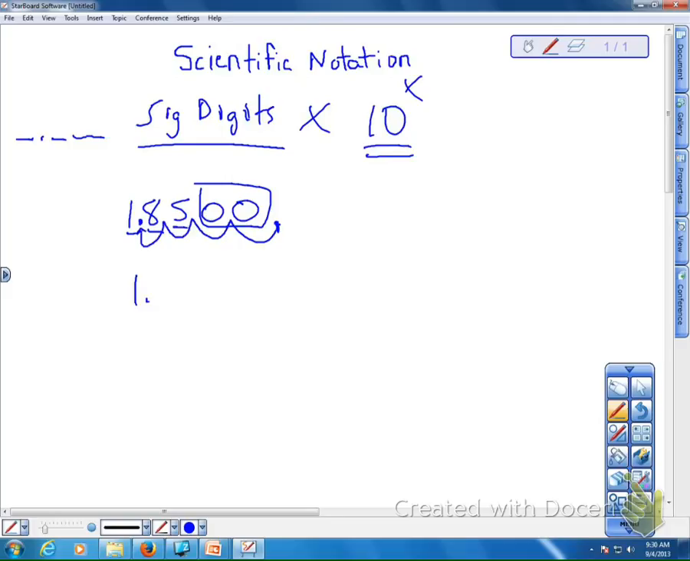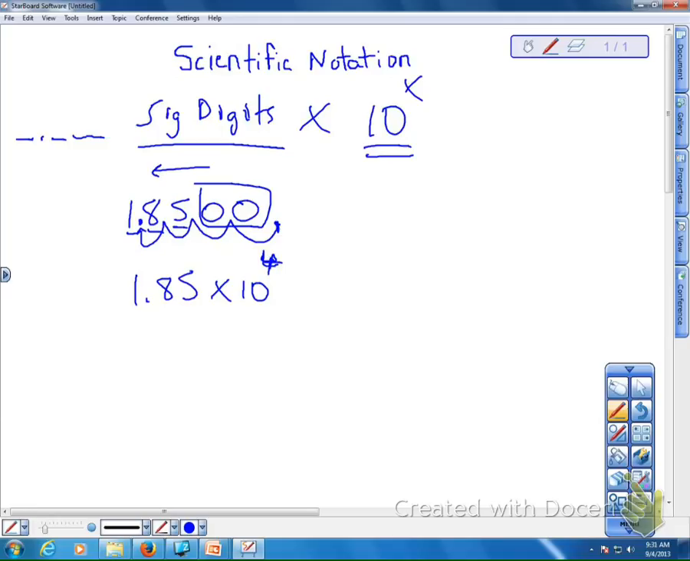So that's going to be 1.85. And then here are those places, 10 to the 4. 4 steps. And we move to the left. In this class, when we move the decimal to the left, we're getting bigger. So anytime you move left, you'll have a positive exponent. Logically, that makes sense. 18,500 is a big number. You should have a big exponent.